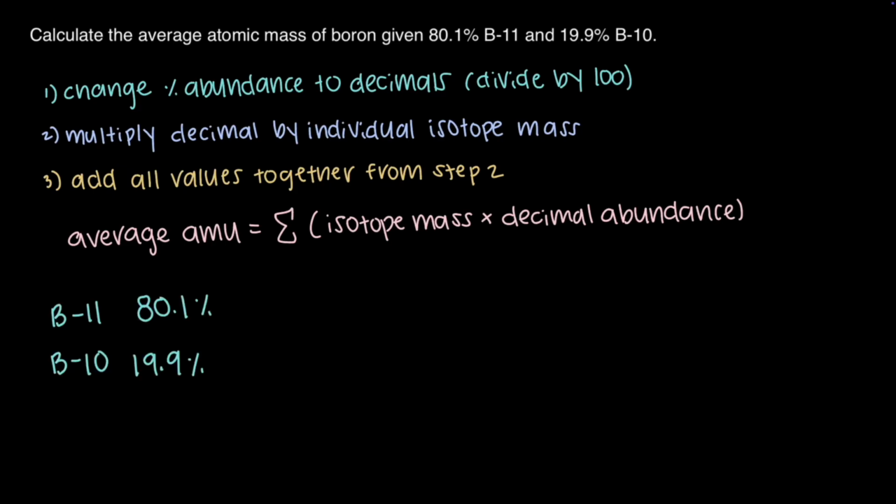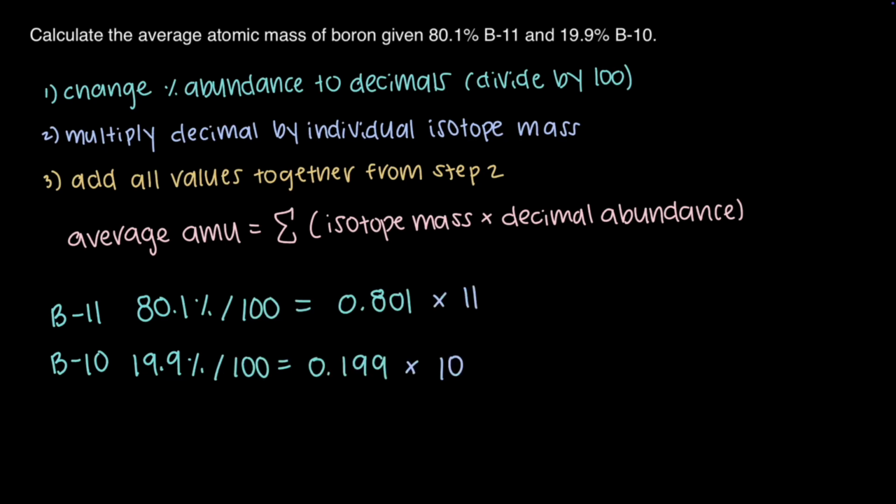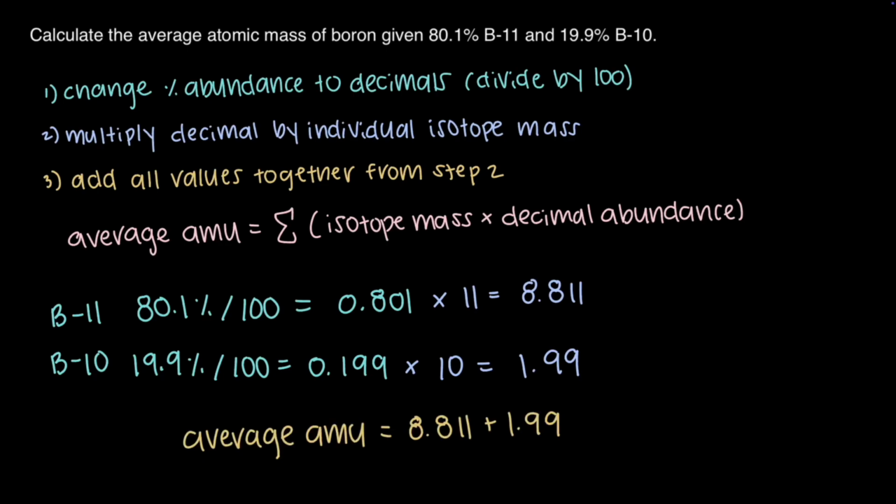80.1% and 19.9% will become 0.801 and 0.199. Multiplying each decimal by their individual isotope mass, we get 8.811 and 1.99. Adding those values together, our average atomic mass for boron will be 10.801 AMU.